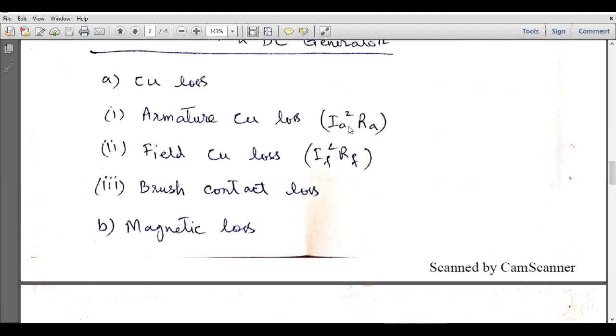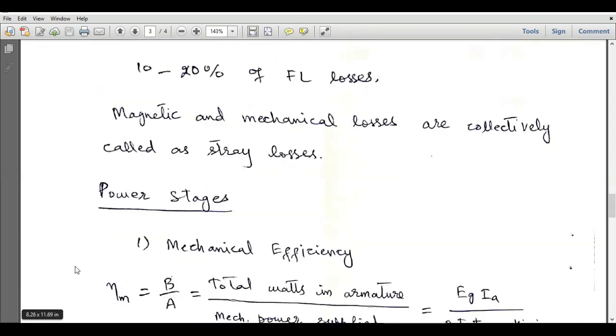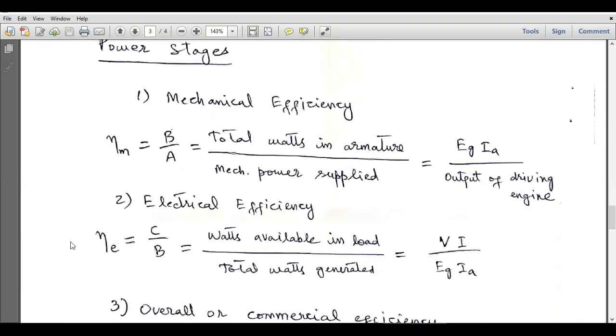So if we increase the load, this armature current will increase. Similarly, if we reduce the load, this armature current will decrease. So it means these losses are directly depending on the load, so they are called variable losses. All other losses are called constant losses. So now we will discuss power stages.